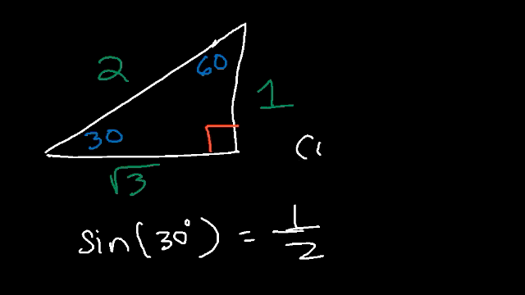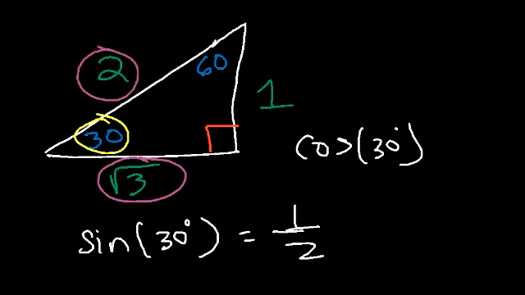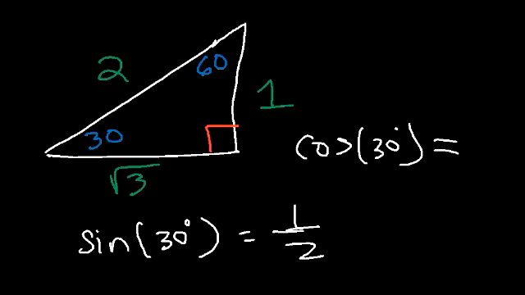Now what about cosine 30? What is the value of cosine 30 degrees? So relative to this 30, the adjacent side is root 3, hypotenuse is 2. And keep in mind, cosine is adjacent over hypotenuse, based on SOHCAHTOA. So cosine 30 is root 3 over 2.